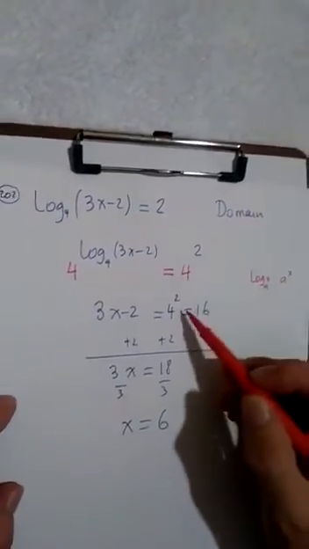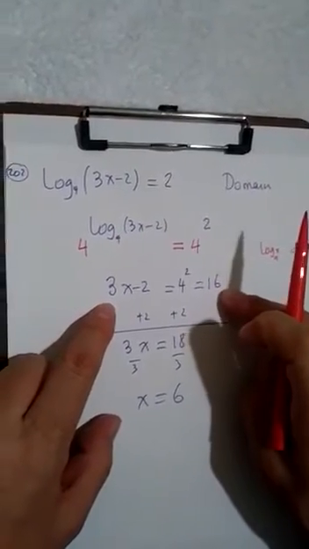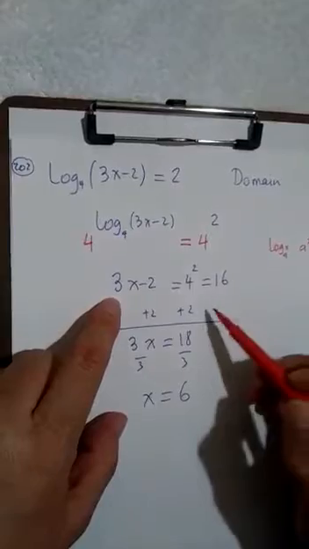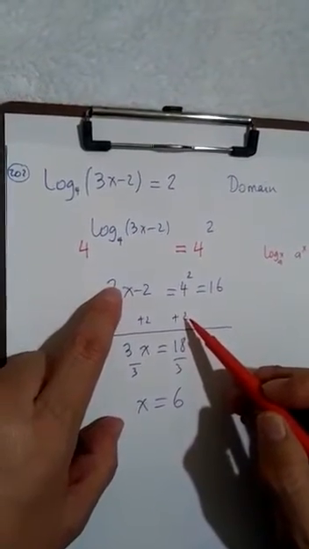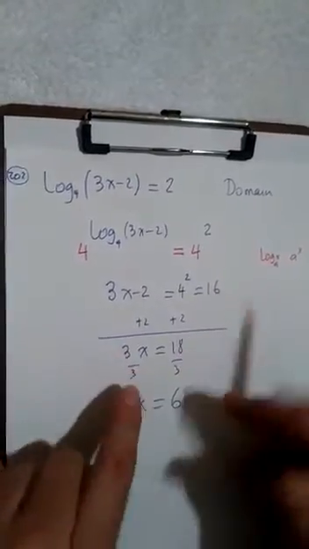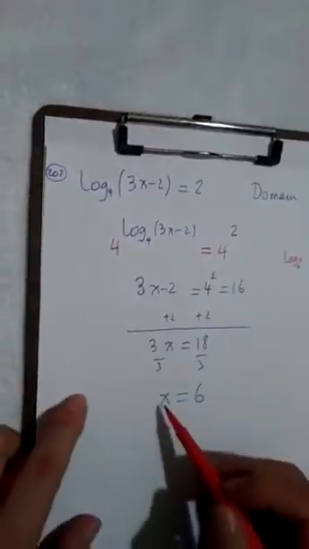4 squared is 16. So 3x minus 2 equals 16 is an algebraic equation, a linear equation. Add 2 to both sides. That gives you 3x on this side. 2 is cancelled. 16 plus 2 is 18. Divide both sides by 3. And that gives you x equals 6.